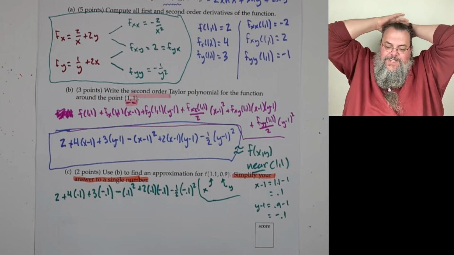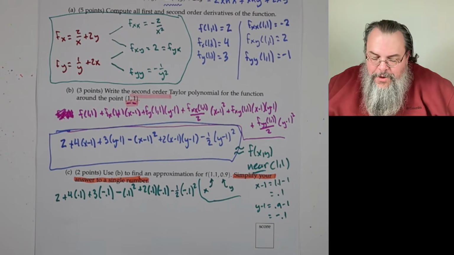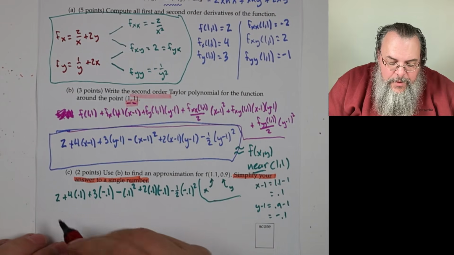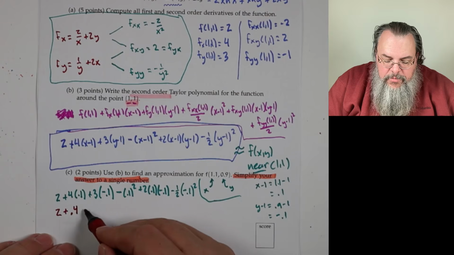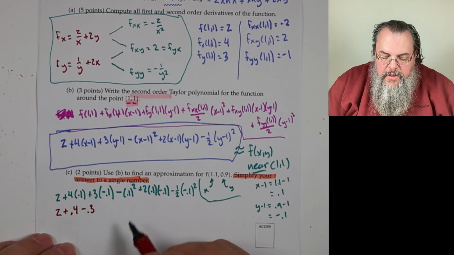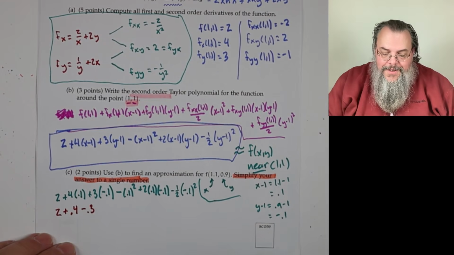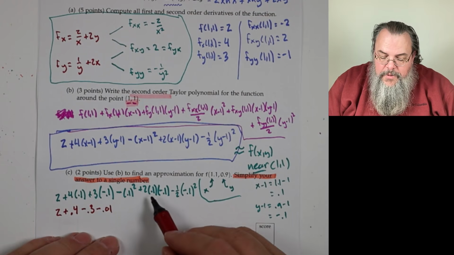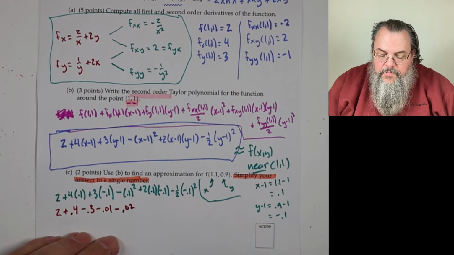No. Come on, we love our teachers because they loved us first. So we're going to do this. We're going to be really careful and go through. So what do we have? We have 2 plus 0.4 minus 0.3. And 0.1 squared is 0.01, so minus 0.01. Now, 0.1 times 0.1 is 0.01 times 2, so 0.02.